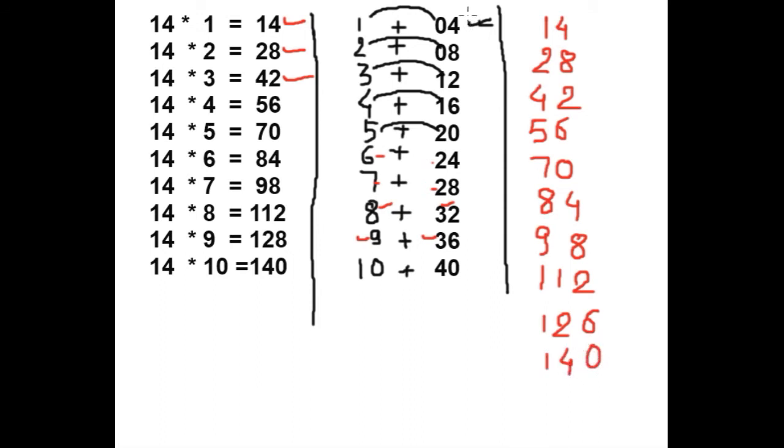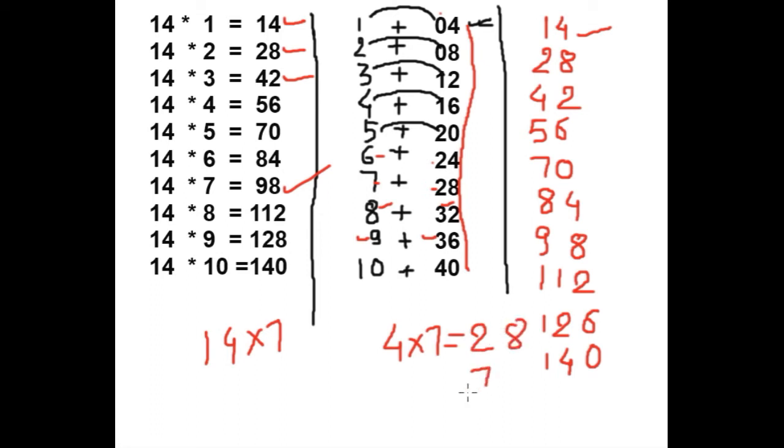We wrote the right side as it is and added the left side from 1 to 10. This is the only trick from where you get the 14 times table in few seconds, and now there is no need to remember the 14 times table. You can write any number. If you want 14 into 7, then you can write 4 into 7 is 28, and you only add this. Now this is 14 into 7.